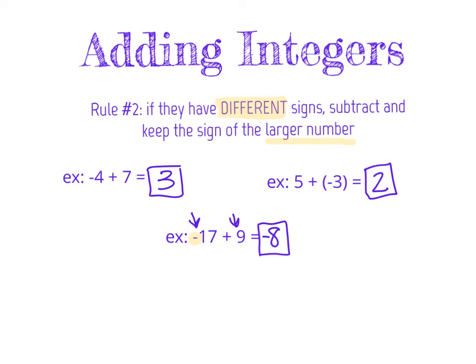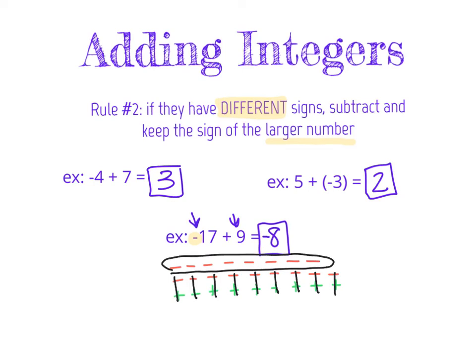Let's check our sketch for our zero pairs and make sure we are correct. Here you see we have 17 negative counters and 9 positive counters. We're going to cross out our zero pairs. That leaves us 8 negative counters, which matches our answer of negative 8.